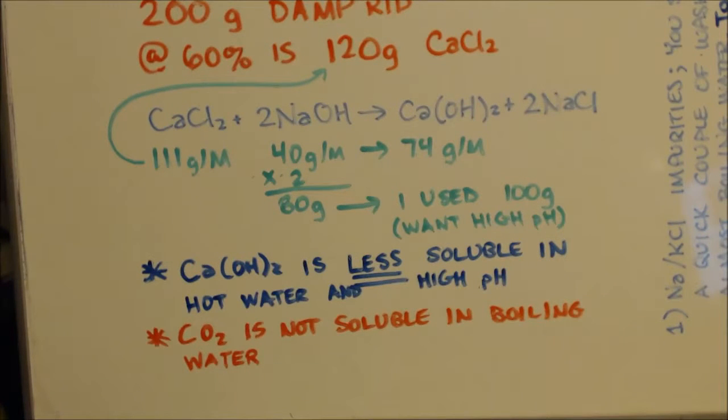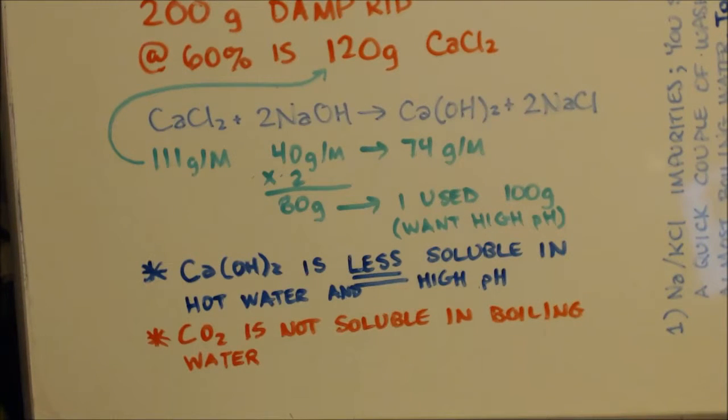Now, this is a weird fact, but calcium hydroxide is actually less soluble in hot water. I know most stuff is more soluble when it gets hotter, most salts, but not calcium hydroxide. It's the opposite. And the higher the pH, if you have other hydroxide anions in solution, that makes the calcium hydroxide even less soluble. So you want a high pH and you want it hot.